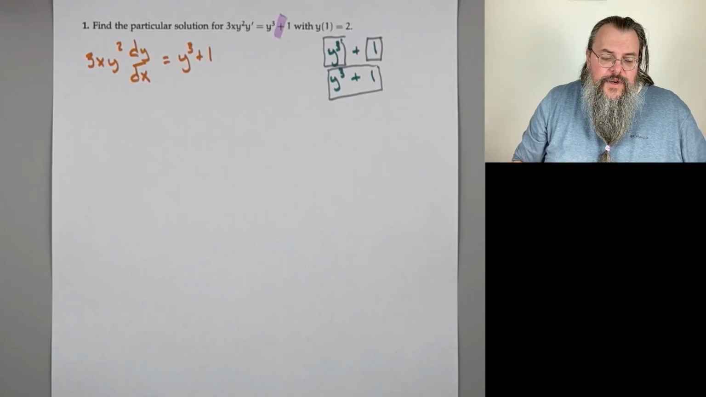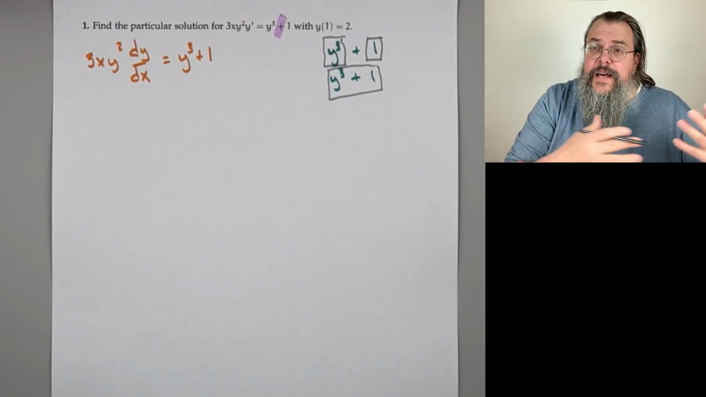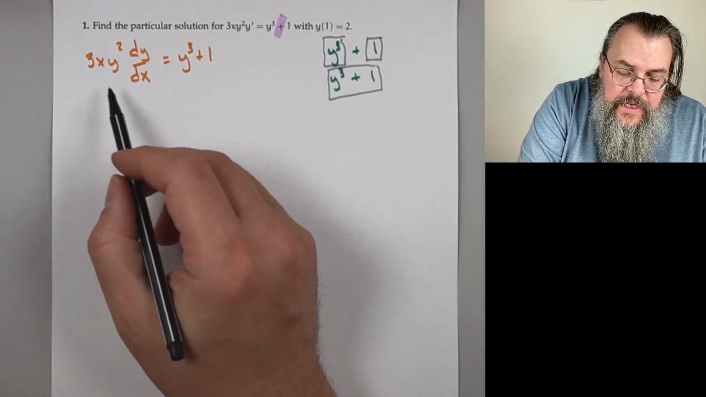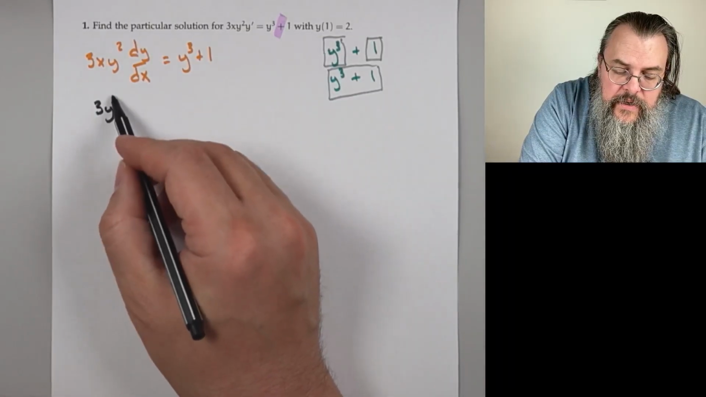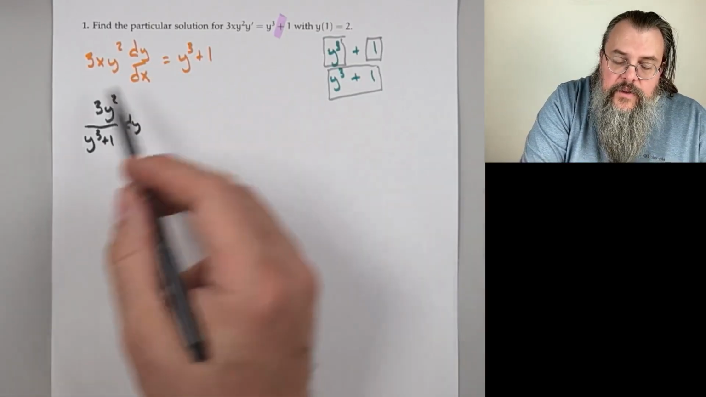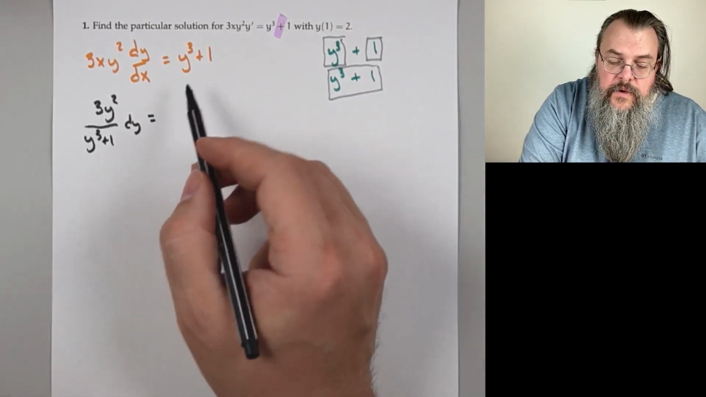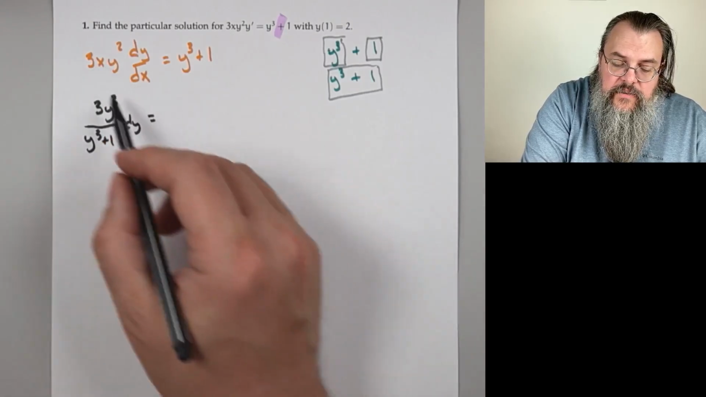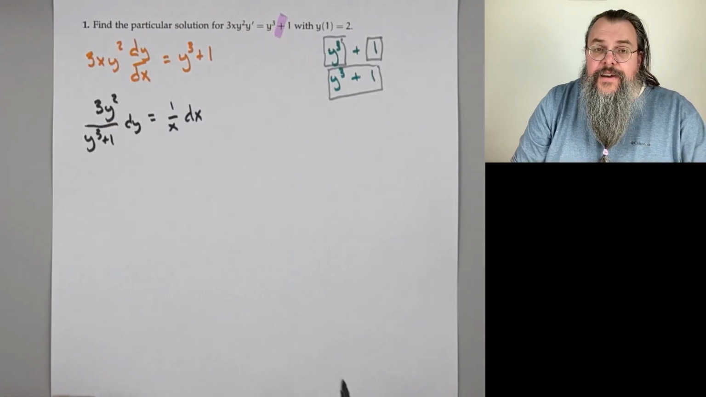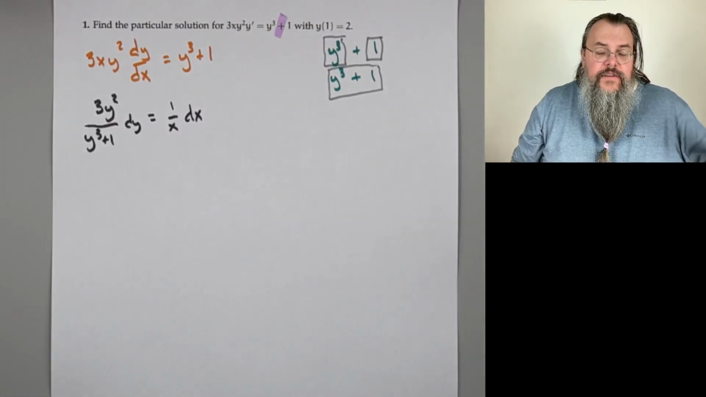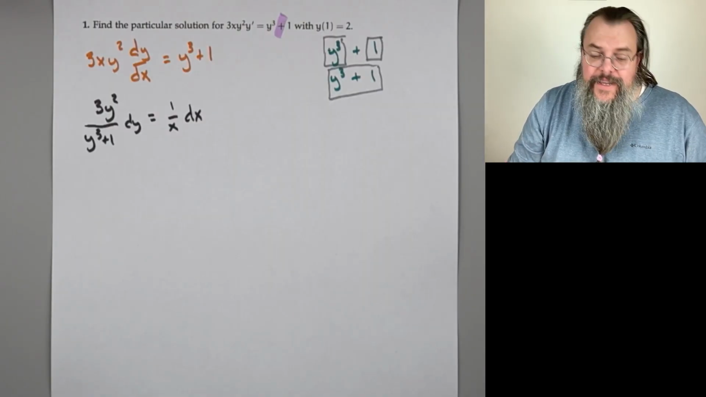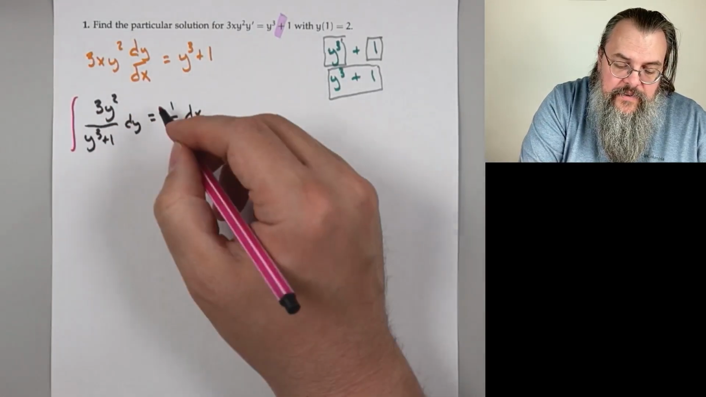All right, so we'll put all the y's on the left, all the x's on the right, and hopefully life will be good. So what do we get? Well, we'll get 3y squared over y cubed plus 1 dy, that's all the y terms, is equal to, now the only x terms are the x and the dx, so this comes over as 1 over x dx. All right, so we've successfully separated. Now after we separate, the next step, of course, is we need to integrate. So we integrate both sides.